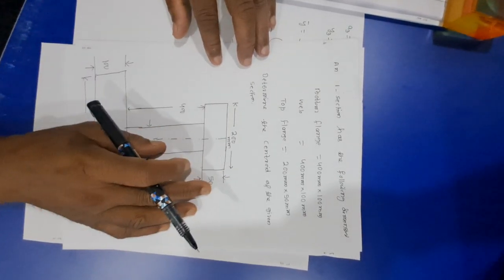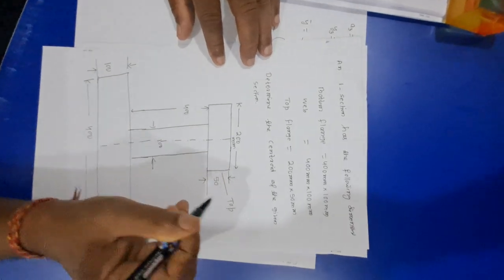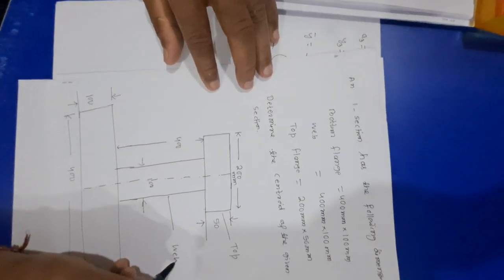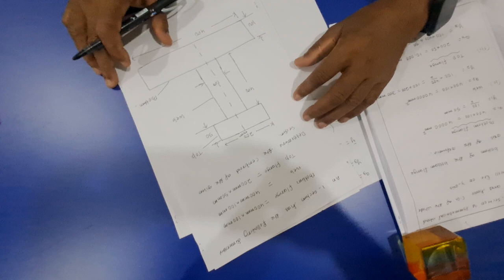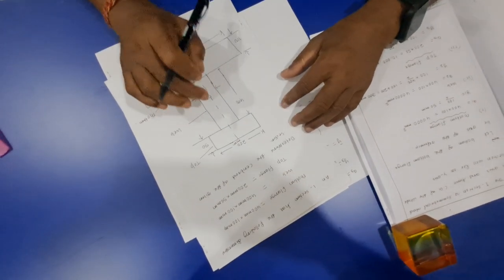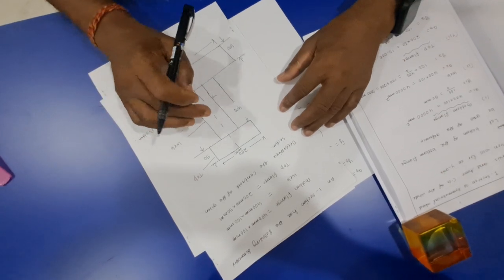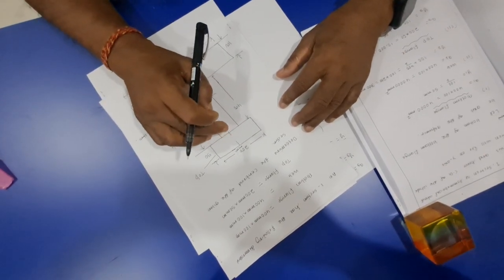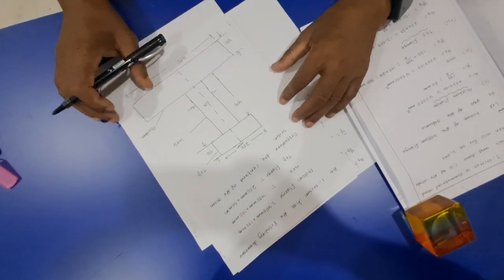This is the diagram of the I section. This is the top flange. This is the OF. This is the bottom flange. Now, the I section is symmetrical about the y axis, and hence CG, that is center of gravity of the whole section, will lie on the y axis.